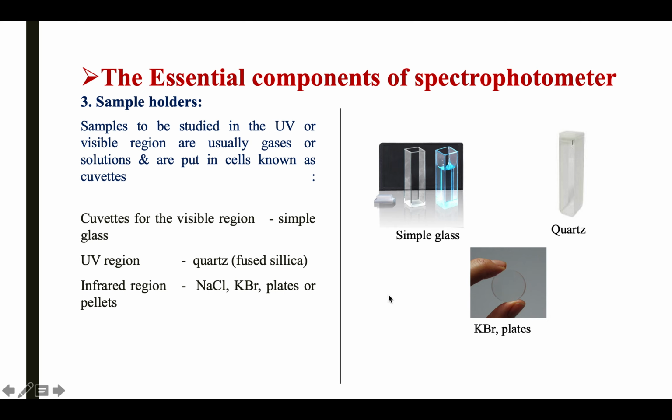It is a circular disc. You can put your liquid sample over here. Otherwise, if your sample is solid, you can mix it with sodium chloride salt in a 1:10 ratio. Your sample should be 1 and 10 will be your sodium chloride. If you crush it, you make this kind of pellet. This is generally used for the infrared region.